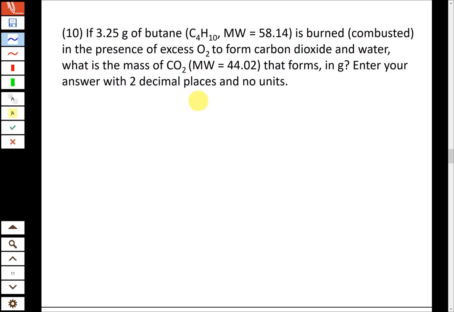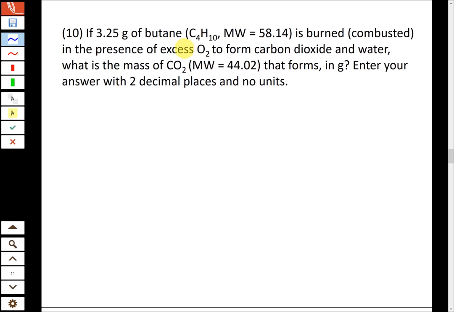So in this problem here, we have 3.25 grams of butane, which is burned or combusted in the presence of oxygen to form carbon dioxide and water. And we need to know the mass of CO2 that forms, in grams, when that happens.